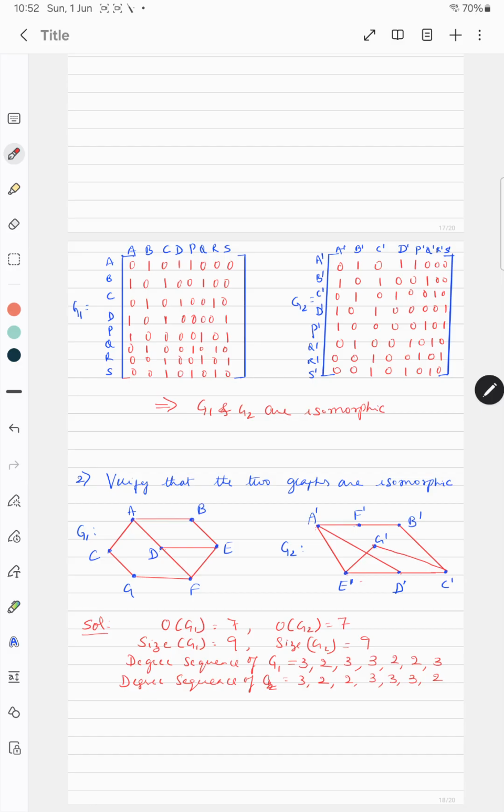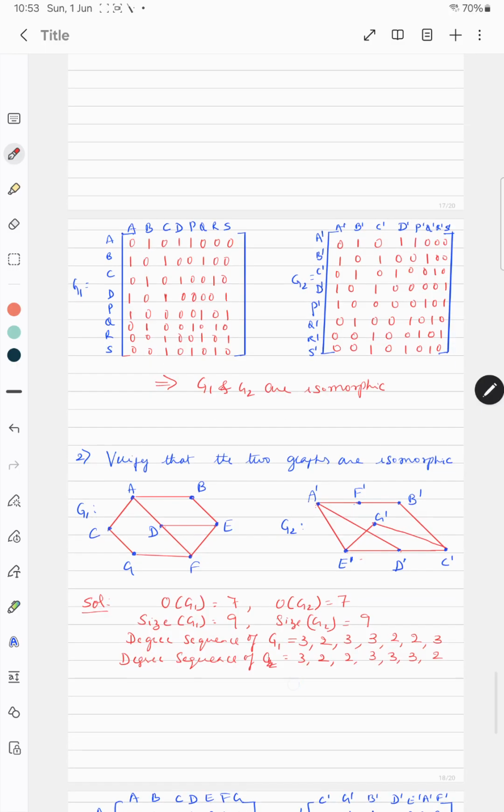So now you are very much familiar with how to find the degree of each vertex of a graph. Now you can see that 4 vertices are of degree 3 and 3 vertices are of degree 2. You can see 4 3s and 3 2s in both the graphs. Therefore, the degree sequence of G1 is equal to the degree sequence of G2.